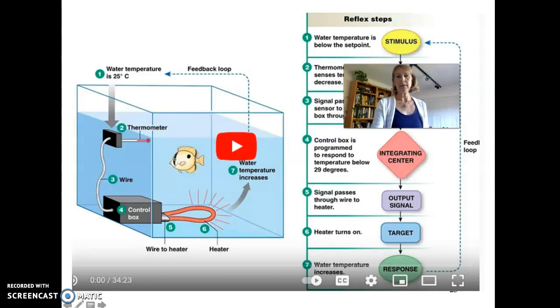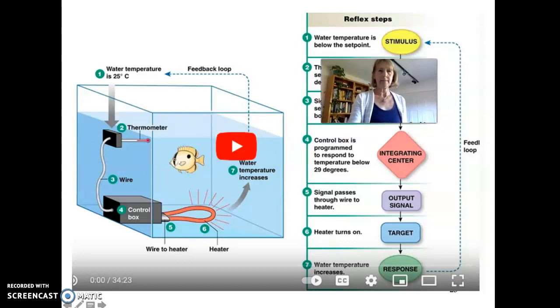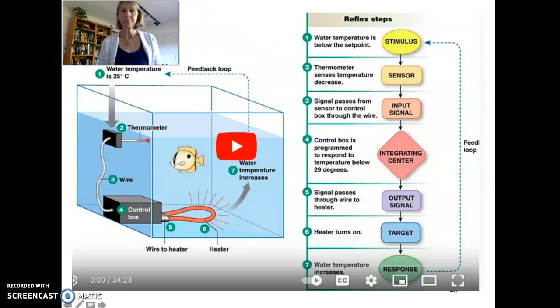So this is a really nice analogy that I really like, and it's the fish tank analogy, where you would have all of those steps. Let's say you had a tropical aquarium, and in there you had fish that had to be maintained at a certain temperature. But all of a sudden something's wrong, right? Stimulus. What's happening with the stimulus? Well, water temperature, too low, not good, right? It's below the set point. That's where it should have been. Set point is the term.